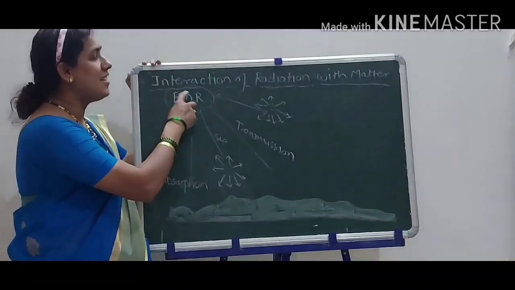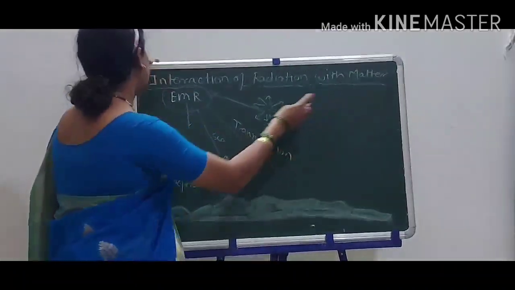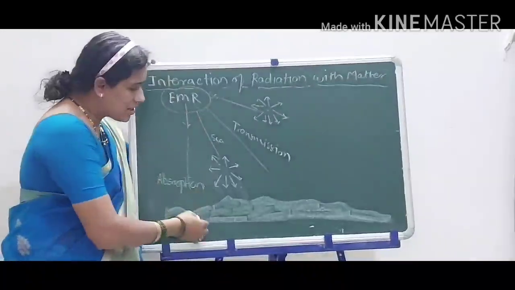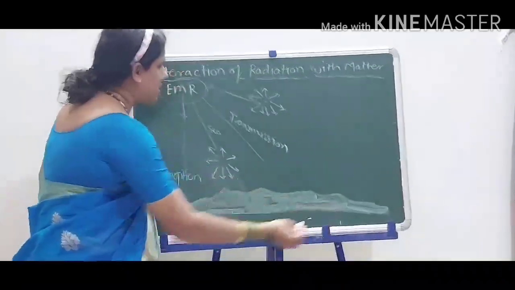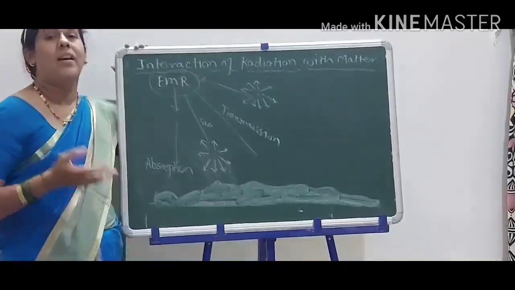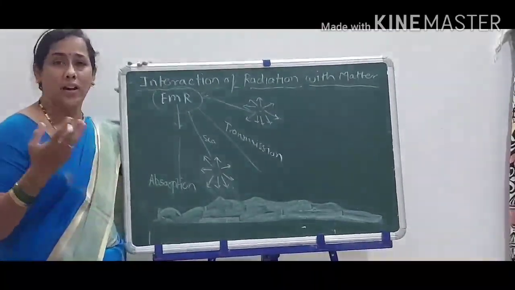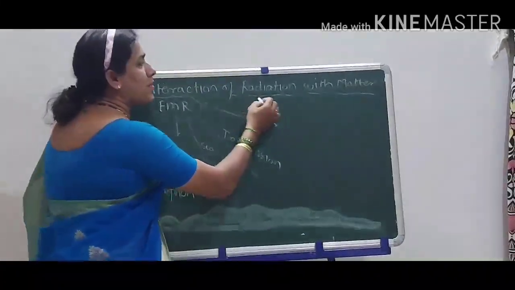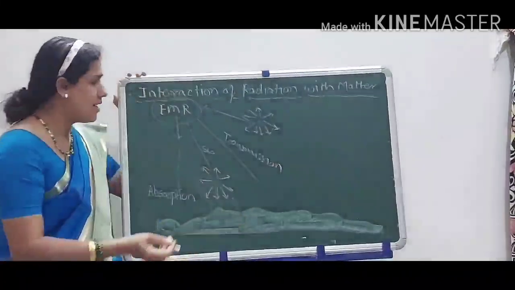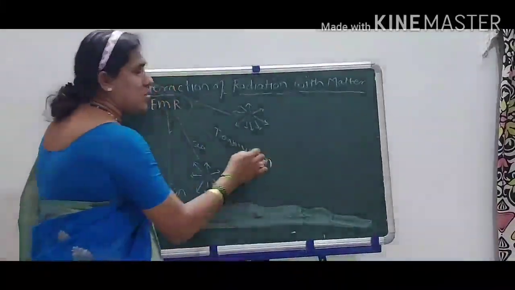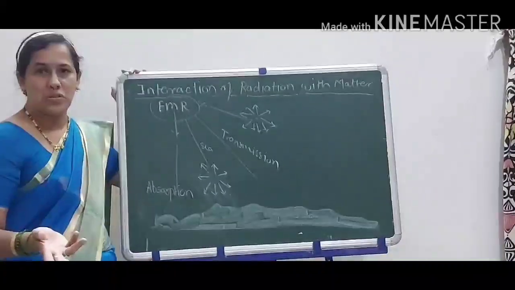We are going to discuss the interaction of radiation with matter by use of electromagnetic radiation. First of all, we see the schematic representation of this electromagnetic radiation absorbed by the atoms or ions or the molecules. Spectroscopy is the use of interaction of radiation with matter, which uses absorption, transmission, reflection, and so on.